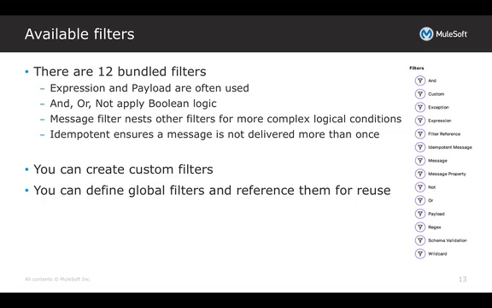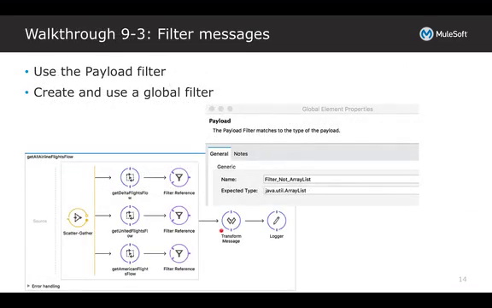You can also create your own custom filters by writing some simple Java code, and you can define global filters and reference them throughout the app so you can reuse them. In walkthrough 9.3, we're going to use a payload filter to verify the type of the message coming out of scatter-gather is appropriate. We'll also create this as a global filter so that we can define it once and then reference it in multiple locations.